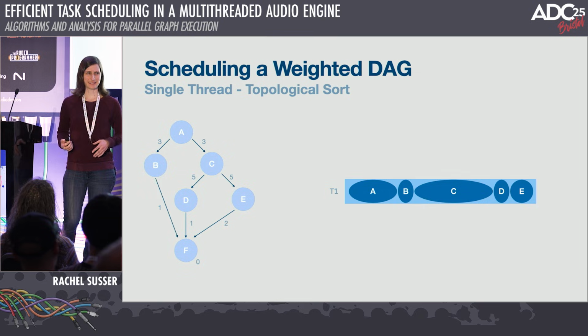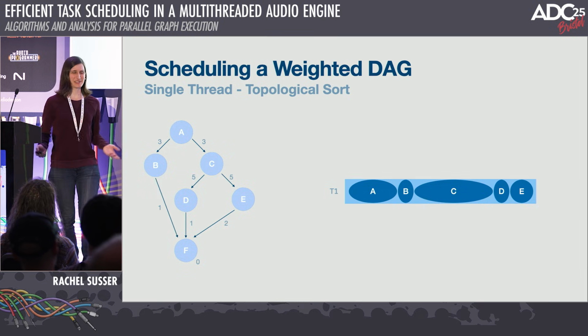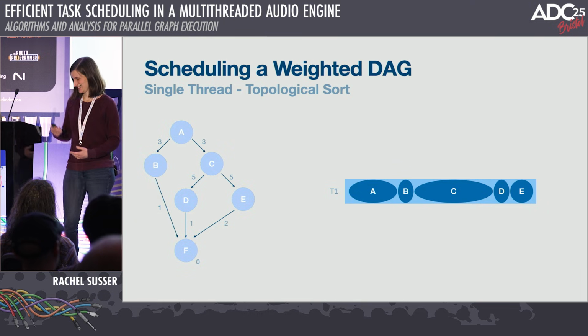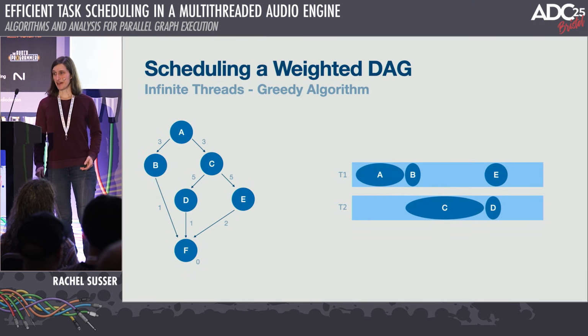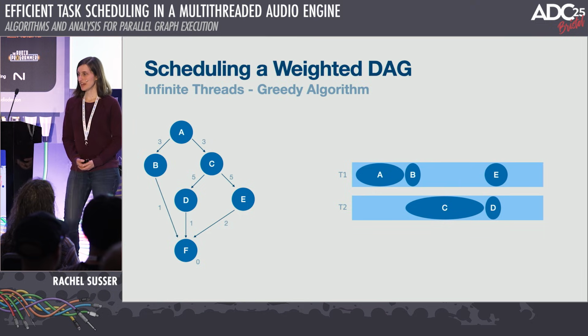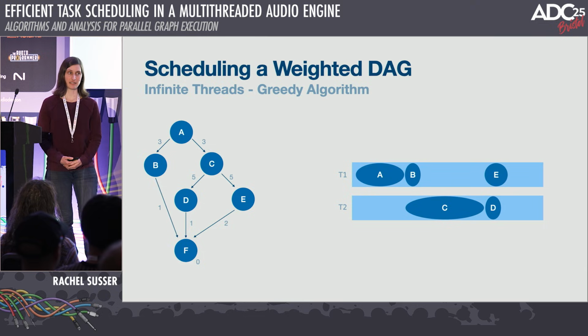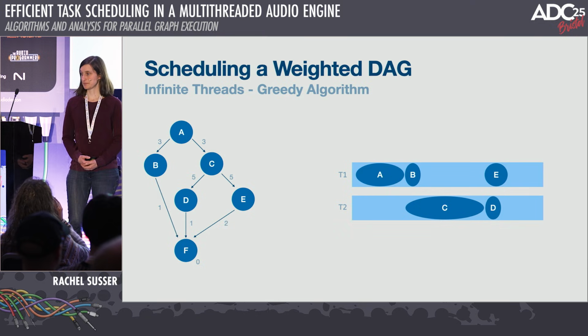Now, you might be thinking, but Rachel, I thought we were talking about multi-threaded systems. Why are you showing me how to schedule on a single thread? Well, it starts to get a little more complicated. If you have enough threads to cover the maximum number of tasks that could be executing in parallel at any point in time, you can immediately assign each task to an available thread as soon as it becomes executable in what's known as a greedy algorithm.